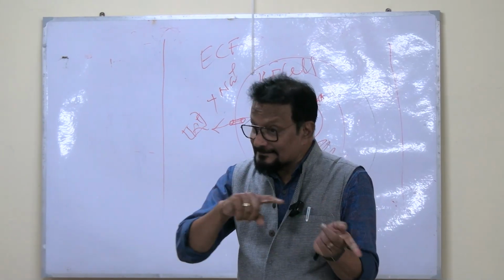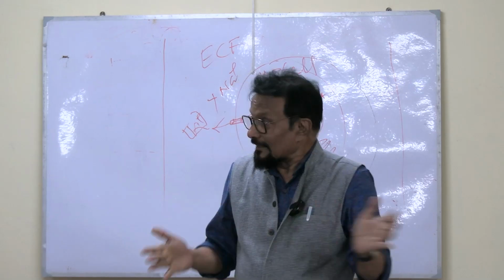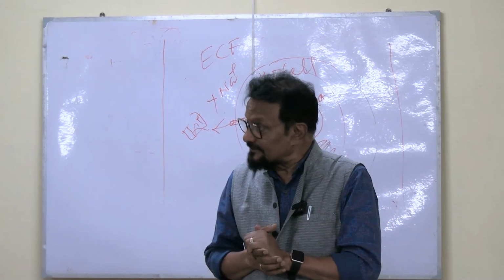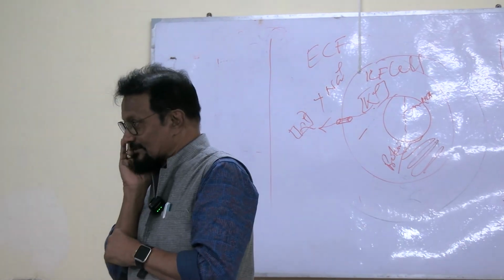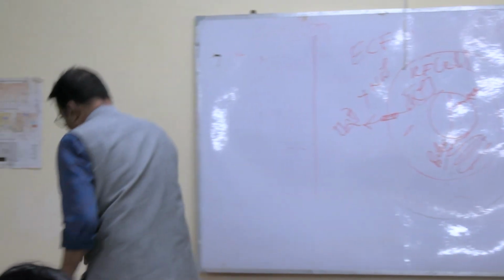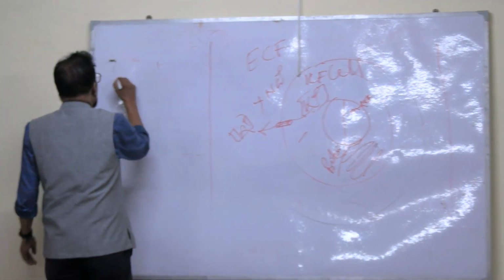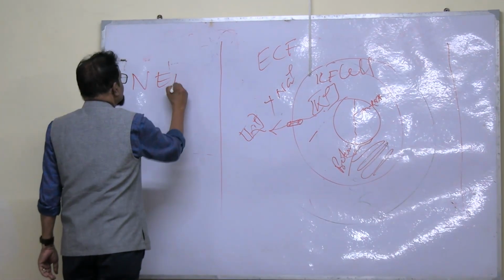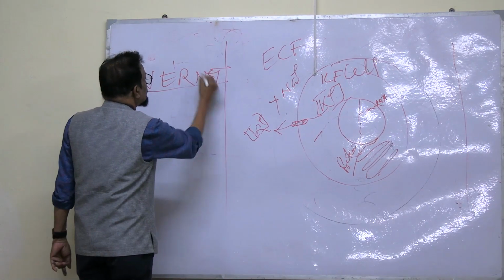Okay. And this potential, how much potential has been generated in this condition? When equilibrium is reached, this is called Nernst potential. What is this? Nernst potential is nothing but equilibrium potential.